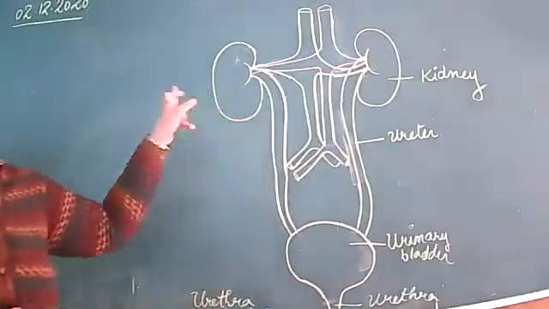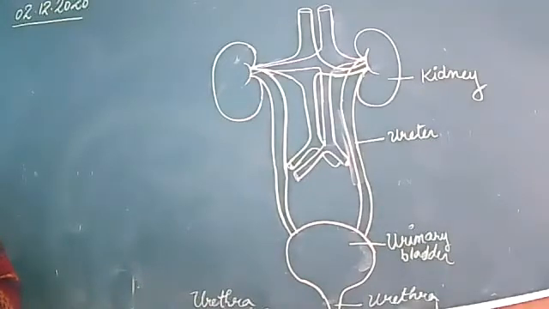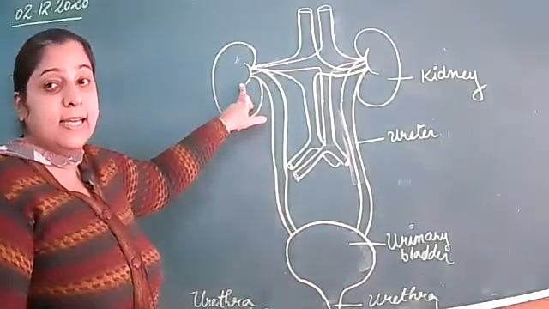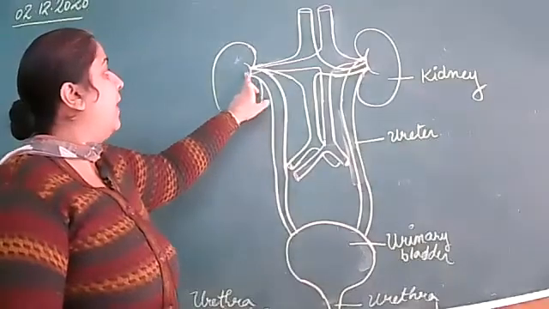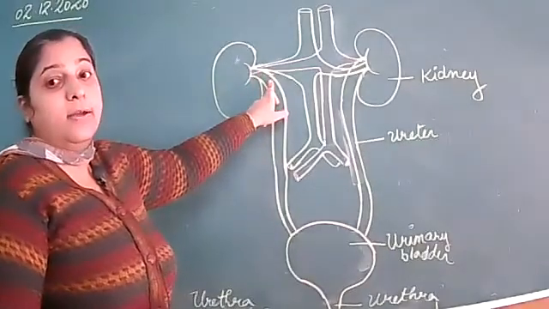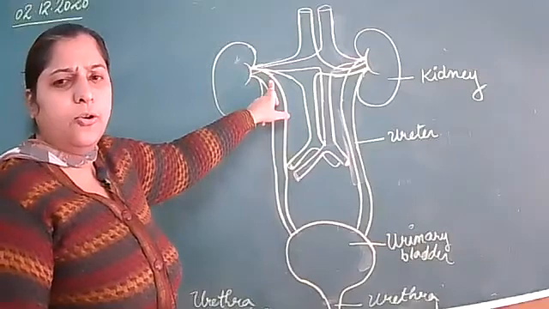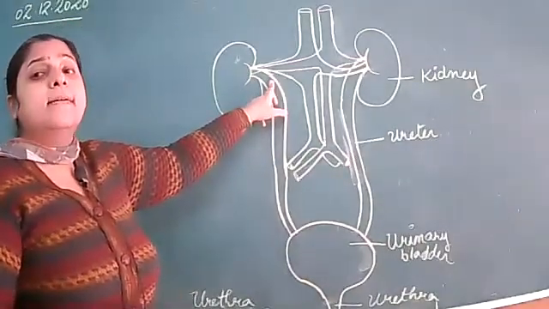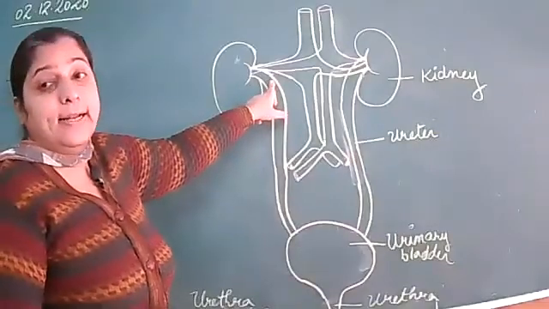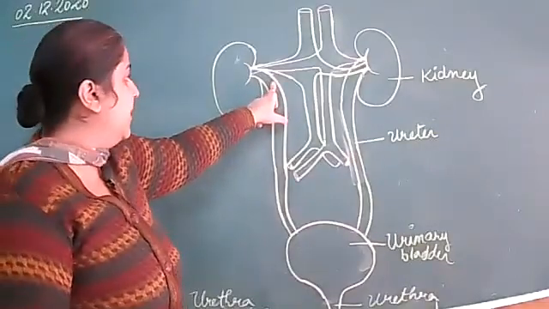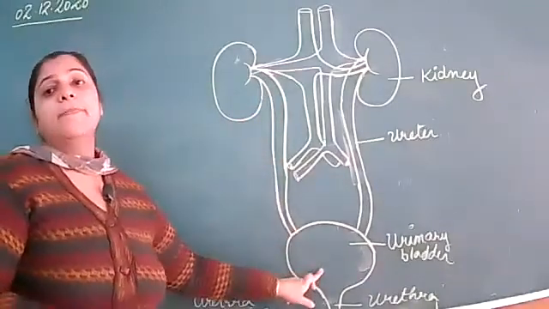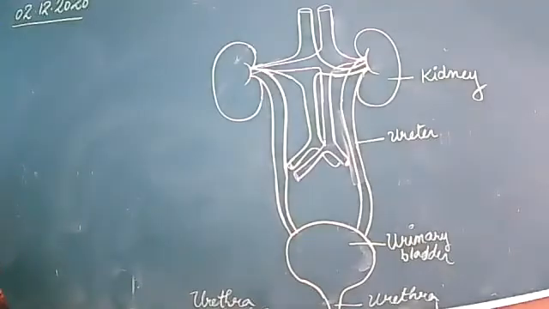Now what happens is that from the kidneys, the urine from here, what happens? Waste, it gets mixed with blood. From here the urine, water. Then from here the water, or you can say urine, that is having harmful substances, it moves to the ureter. From the ureter it reaches the urinary bladder.